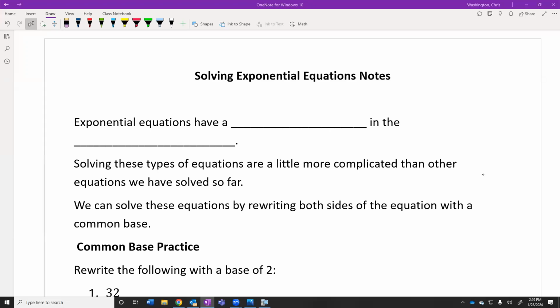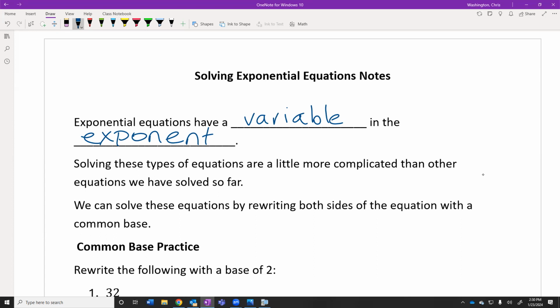Exponential equations have a variable in the exponent. They're not going to have a variable anywhere else. If they have more than one variable, it's going to be in the exponent. Every single variable you're going to find in the exponent. And because of that, solving these types of equations becomes a little bit more complicated.